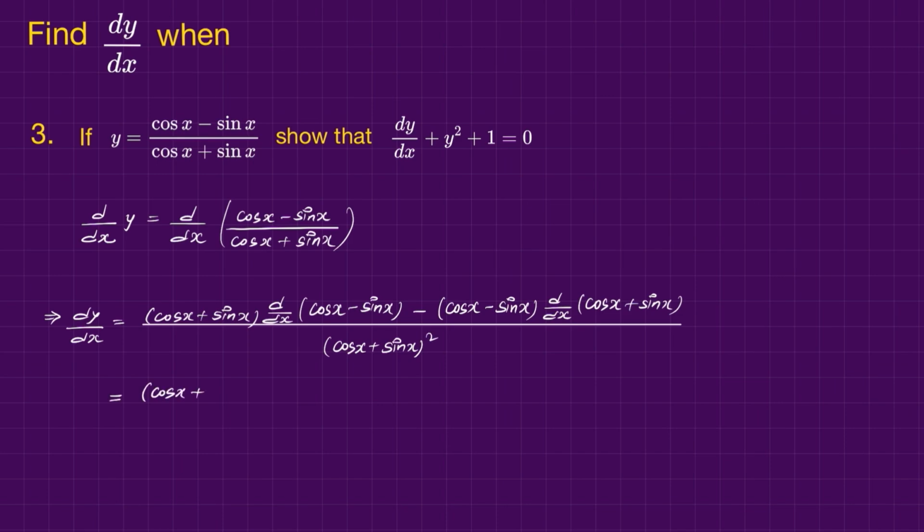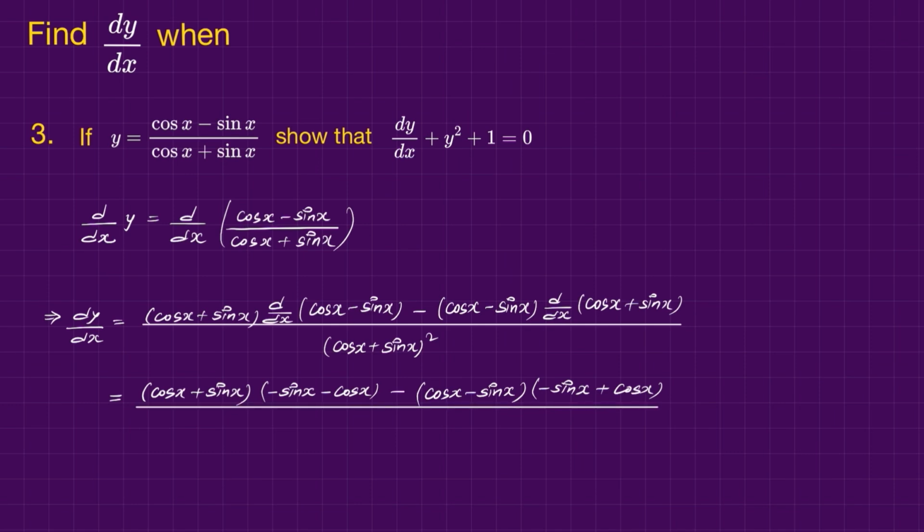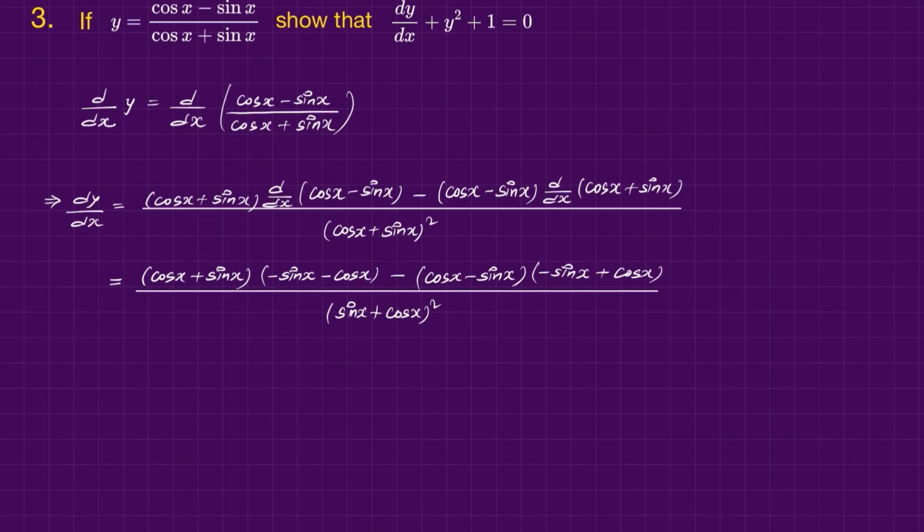Cos x plus sin x, d/dx of cos x is minus sin x, minus d/dx of sin x is cos x, minus cos x minus sin x, d/dx of cos x is minus sin x, plus d/dx of sin x is cos x, whole divided by, so let me write sin x plus cos x here, okay, sin x plus cos x whole square. Now let us simplify it further.